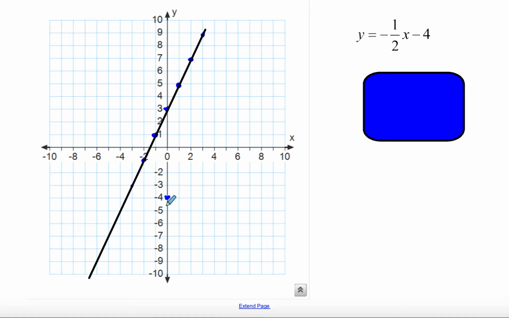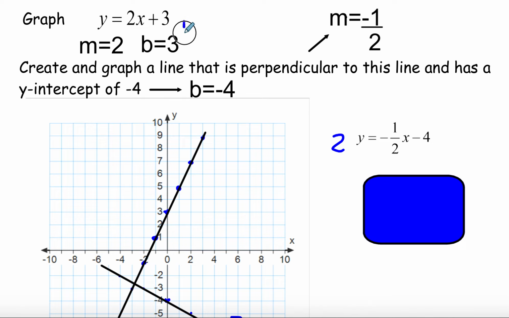And then I'm going to go down 1 over 2, down 1 over 2. Or I could go up 1, left 2, up 1, left 2. Get out my little ruler here. Connect the dots. And we are done. Again, I'm terrible at labeling things. So let's call that 2, 2. And the other one, call it 1 and 1.